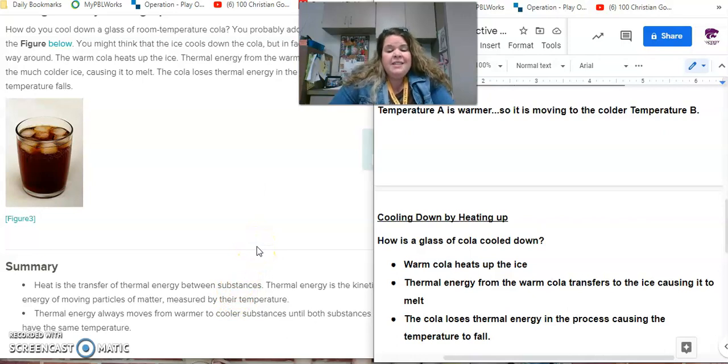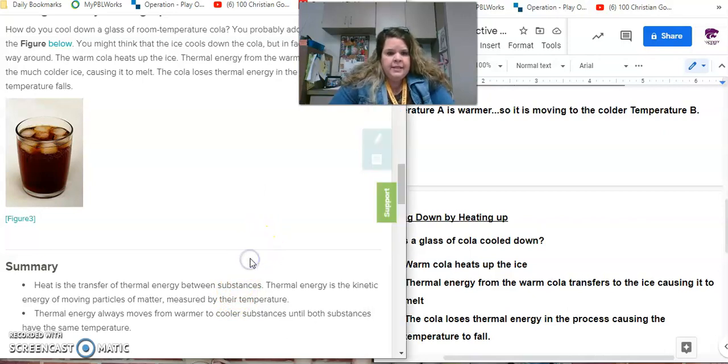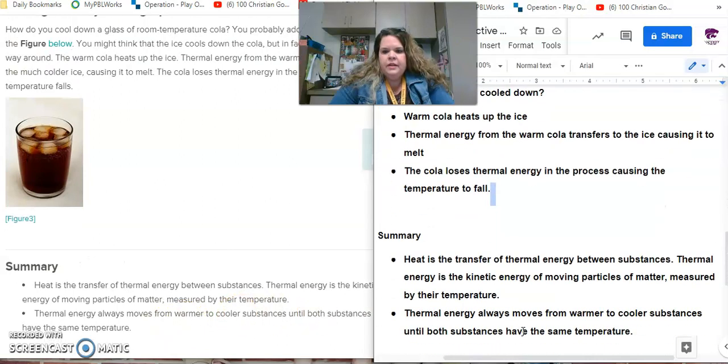So, to sum up this article, they have a nice summary here. It says, heat is the transfer of thermal energy between substances. Thermal energy is the kinetic energy of moving particles of matter measured by their temperature. Thermal energy always moves from warmer to cooler substances until both substances have the same temperature. So go ahead and write this in your notes.